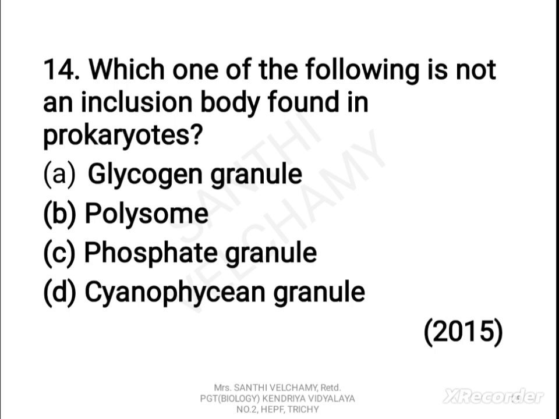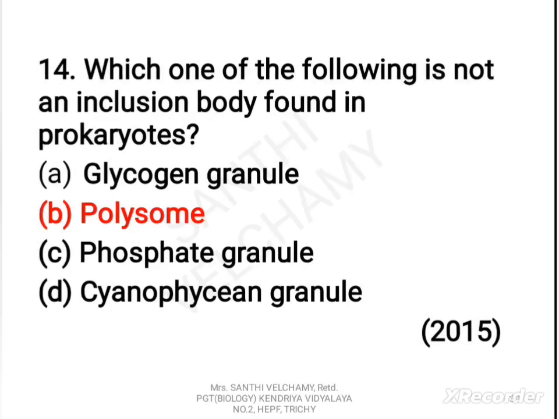Now next question. So which one of the following is not an inclusion body found in prokaryotes? A. Glycogen granule, B. Polysome, C. Phosphate granule, D. Cyanophycean granule. The correct answer is polysome. Polysome is not an inclusion body. It is an aggregation of ribosomes.